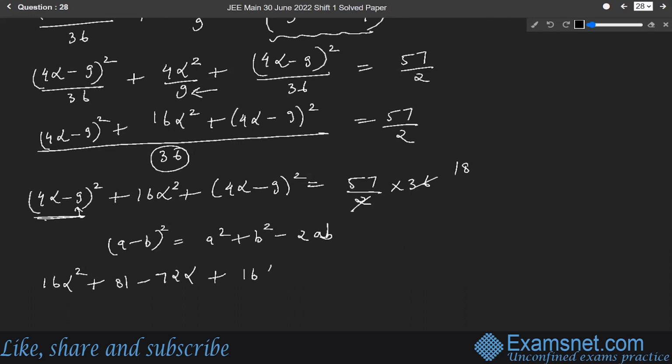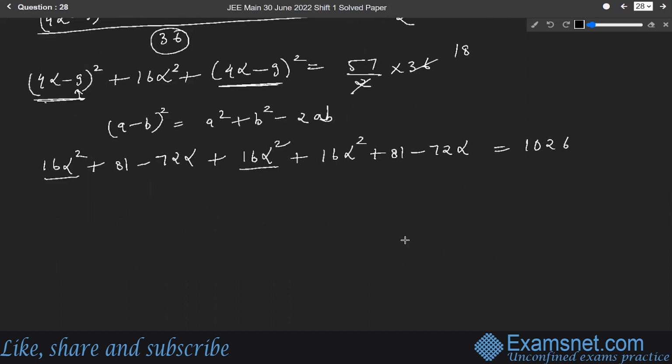Plus next term is 16 alpha square. Now again this is in the form of a minus b whole square. So it will be again 16 alpha square plus 81 minus 72 alpha. And on the right hand side we have 57 into 18. What is 57 into 18? It is 1026. Now let us add all the terms. 16 alpha square plus 16 alpha square plus 16 alpha square is 48 alpha square. Now add the terms for alpha. Minus 72 minus 72, so it will be minus 144 alpha. 81 and 81, what is 81 and 81? It is 162. So plus 162. It is equal to 1026.